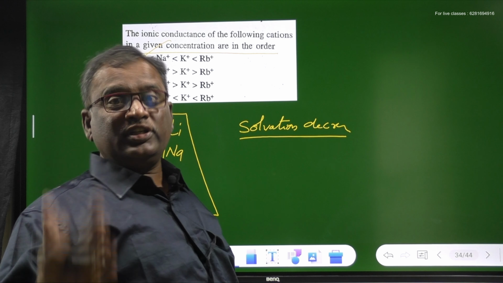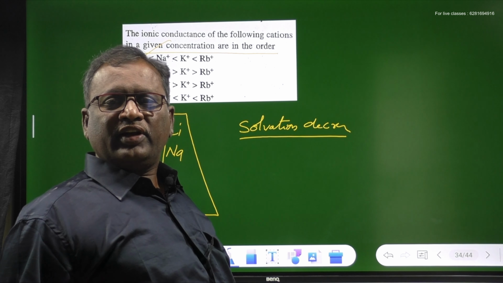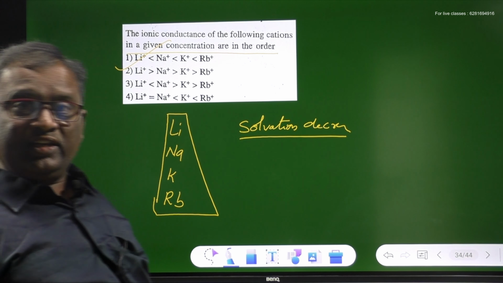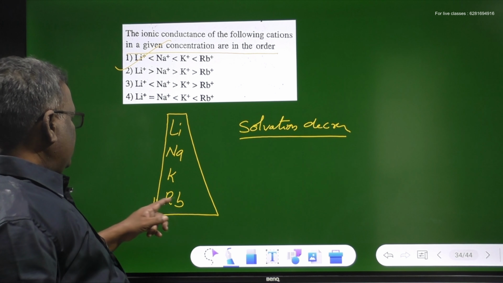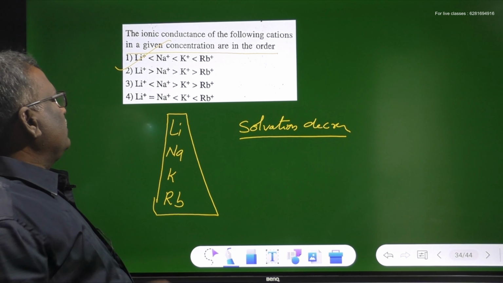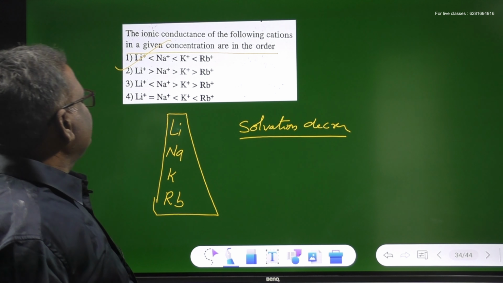But in a fused state, the thing is different. In fused state, since there is no question of solvation, in such cases, rubidium will give least conductivity and lithium will give highest conductivity.